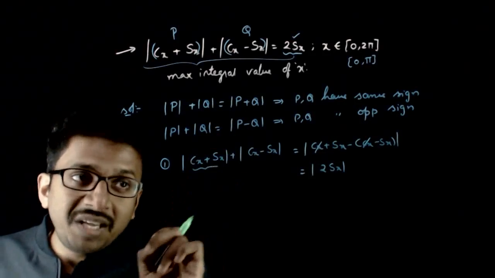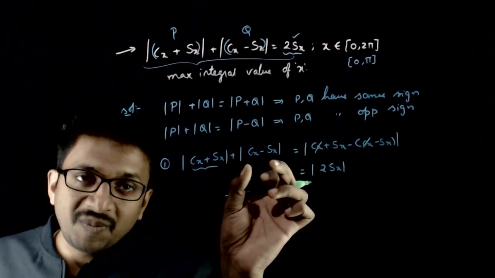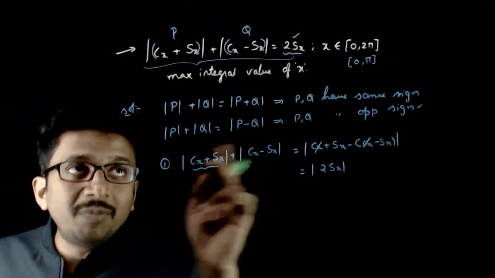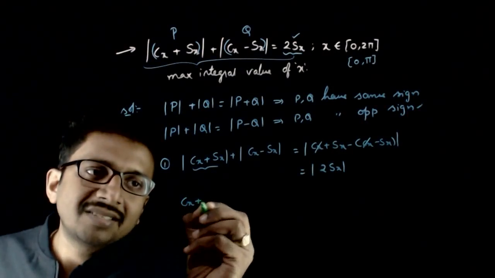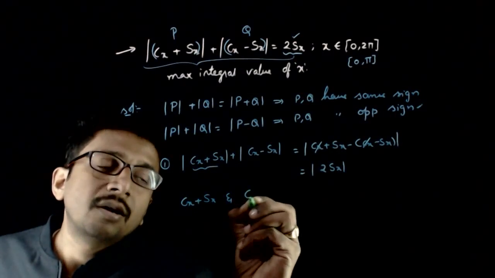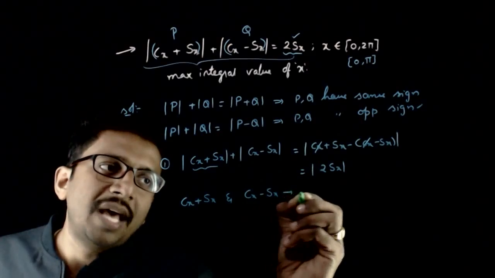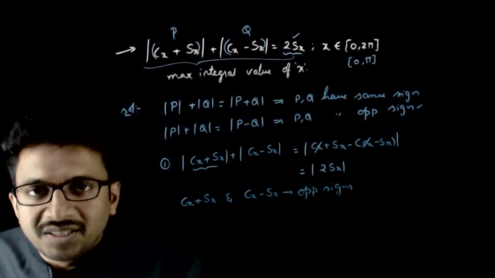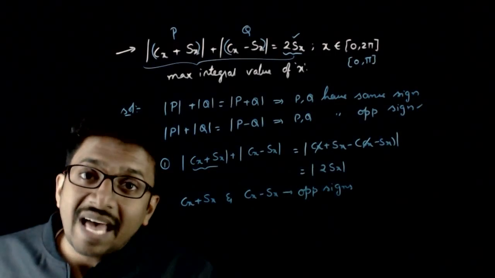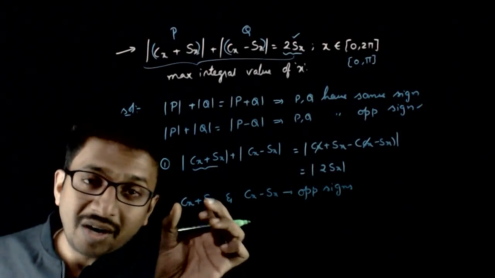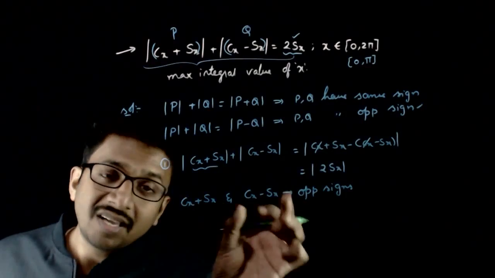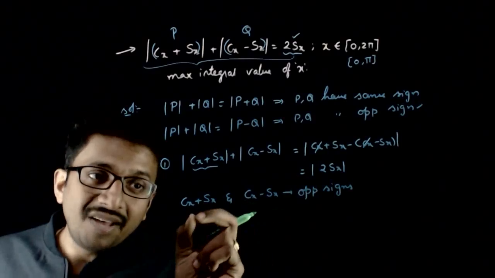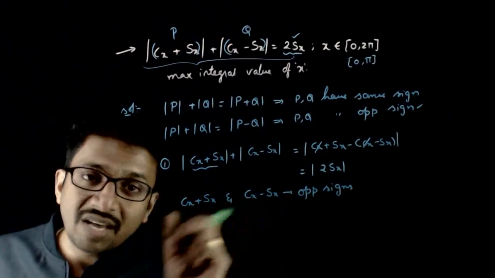So which case is being valid? Mod of something plus mod of something is equal to mod of something minus something. That is, this has to be valid. That means cos x plus sin x and cos x minus sin x should have opposite signs. So where will these have opposite signs? Let us plot the graph of cos x plus sin x and cos x minus sin x to find the interval where these expressions have opposite signs.